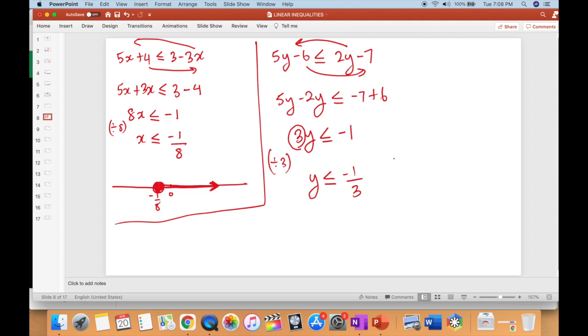Right? So y is less than or equal to -1/3. 0, this is -1/3. And it's less than or equal to, so you do that, and you could just draw your arrow like that. Right? If this is 0 and this is -1/3, some people will actually draw the arrow coming from the top of the circle like that, and that is fine, so that you can see it a little better.